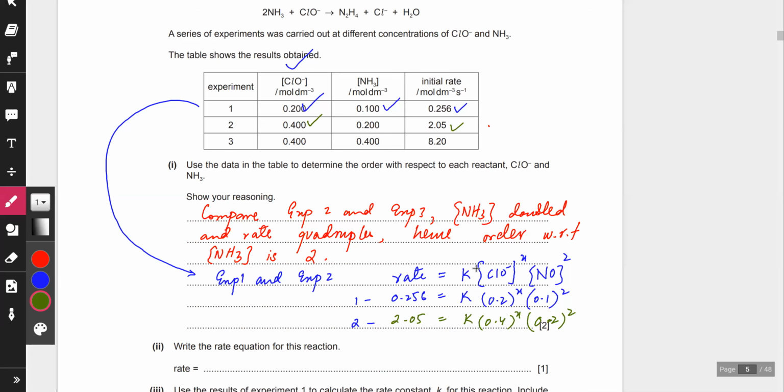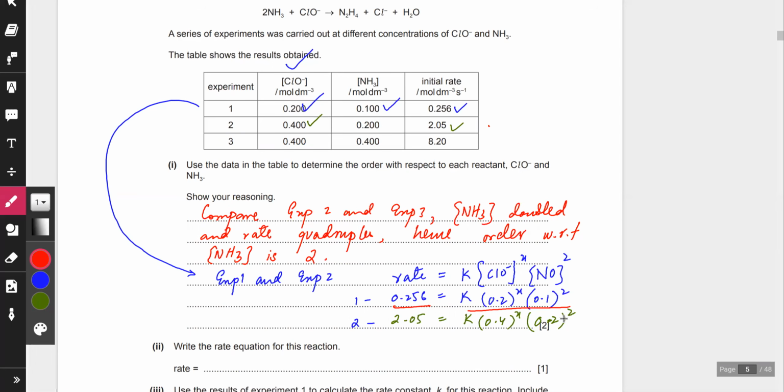I know the rate equation, but I just don't know what x is. I know that rate is dependent on these two reactants. I know the order with respect to NO, but I don't know the order with respect to ClO⁻. So I substituted the values for experiment 1 in the rate equation. x is the only unknown, I mean, k is also an unknown. And I substitute the values of experiment 2 in the same rate equation, and I'm going to divide the two equations.